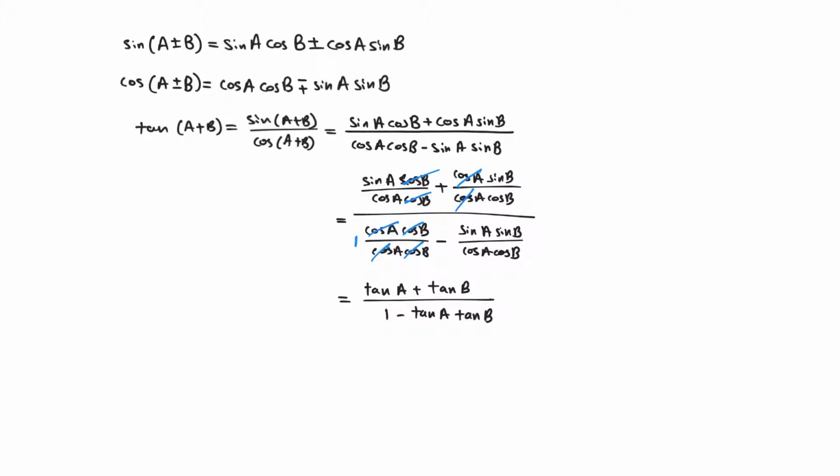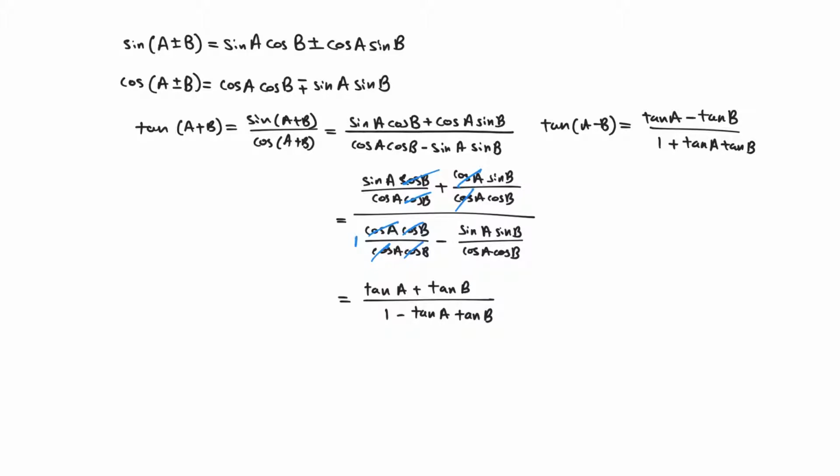Now we can do the exact same thing for tan of A minus B, and I'm not going to write everything down. We get the exact same idea, except that the numerator becomes minus tan B, and the denominator becomes 1 plus tan A tan B. You can try this at home and you should get the exact same thing. Or you can use another method of using negative b instead and plugging it in, and you should get the exact same thing as this.